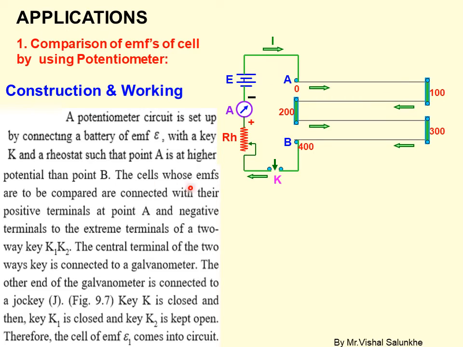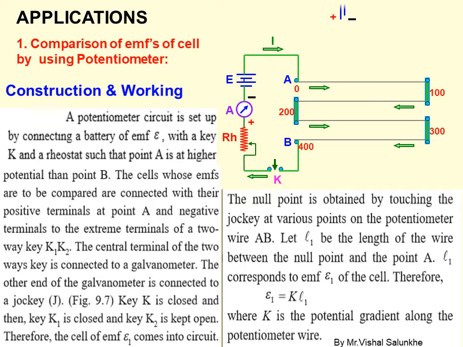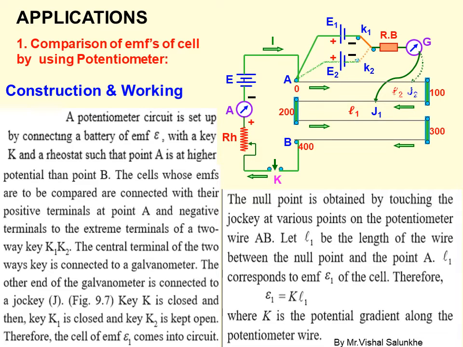Then the cells whose EMFs are to be compared are connected with their positive terminal at A. Suppose we consider two cells here. This is cell 1 of EMF E1, and this is the second cell of EMF E2. If you see the construction, the positive terminals of both cells are connected at point A, and the negative terminals are connected to keys K1 and K2.